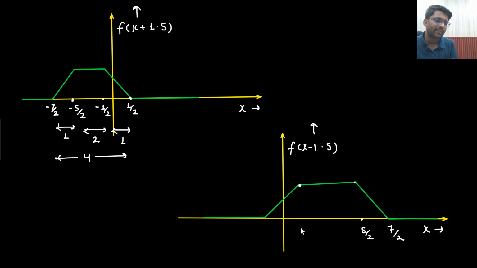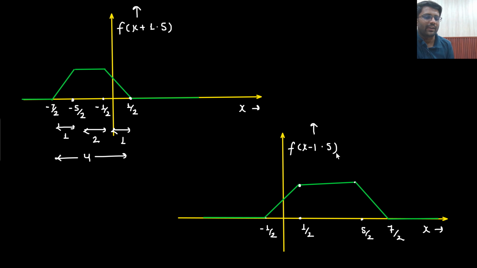Now this was minus 1. Minus 1 will become minus 1 plus 3 by 2, that will become 1 by 2. Right? And what will be this? This will be minus 1 by 2, and in between there will be another point. All these are fine. So the gap here is 1, here the gap is 2, here is 1, and the complete length is 4. So everything else will remain the same.